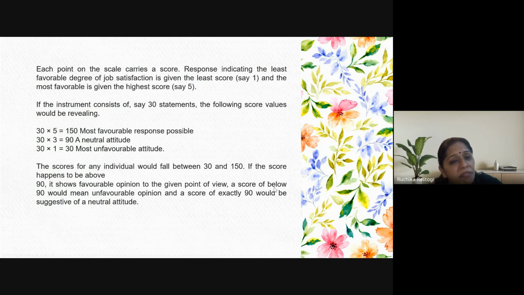If everybody is giving me the 3 number, then what will be the maximum? 90. And if everybody is giving me the response of 1, what will be the number? 30. So how can I analyze this? If I'm not using SPSS, what is the easiest way to analyze this? Any score of any individual which is lying between 30 to 150, 90 means it shows the favorable opinion, right? Below 90, unfavorable, and above 90, most favorable. So it's very easy to analyze these kinds of Likert scale data.